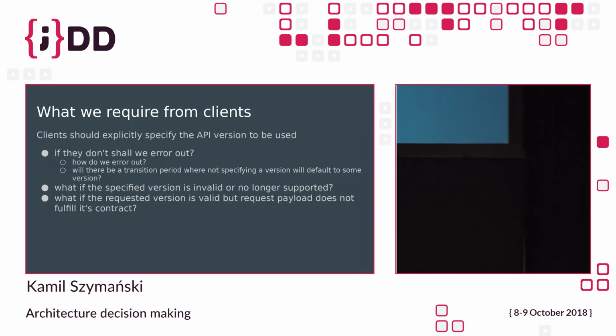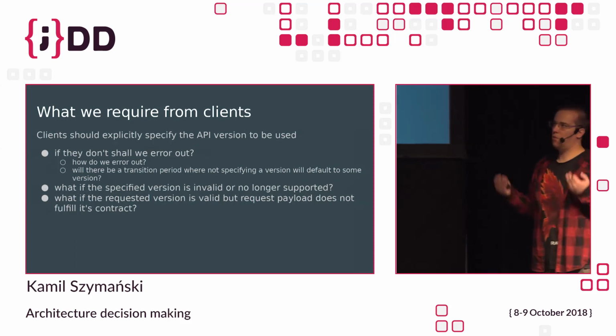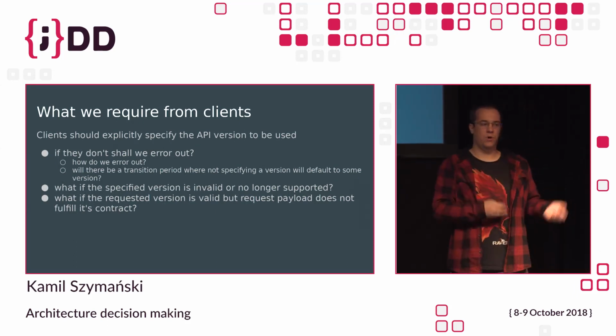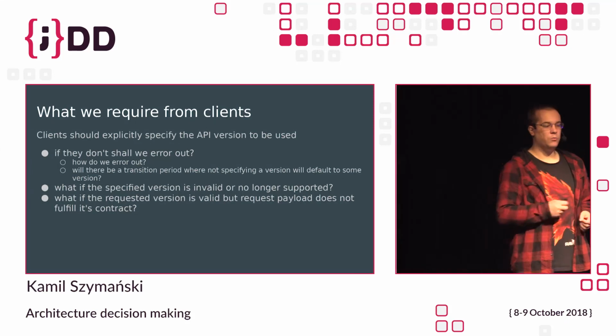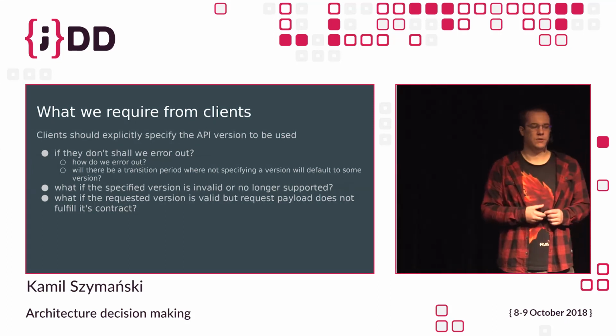We also need to think what happens if the client provides the wrong version. The one that doesn't exist, was removed. What happens then? Do we error out? How do we error out? What are the response codes?